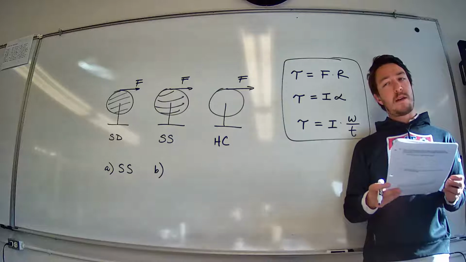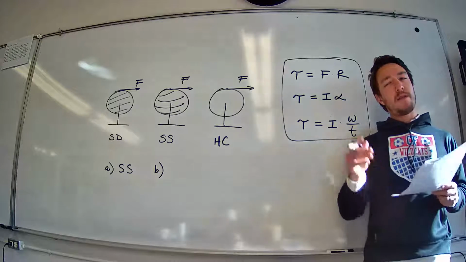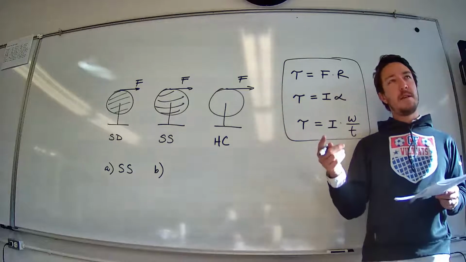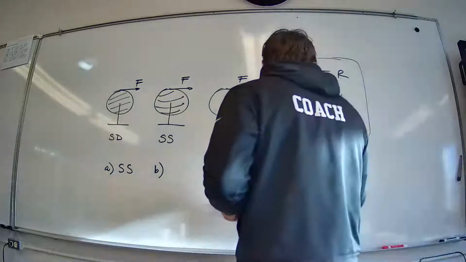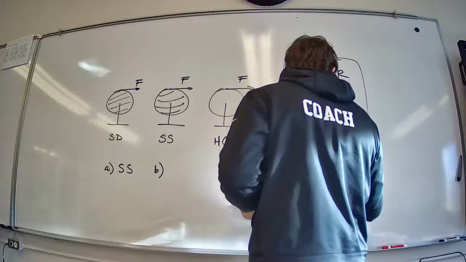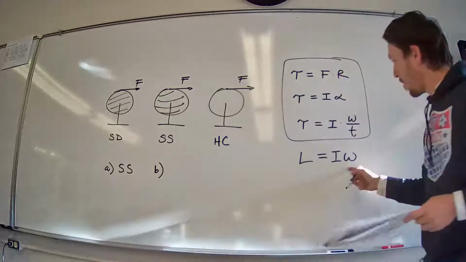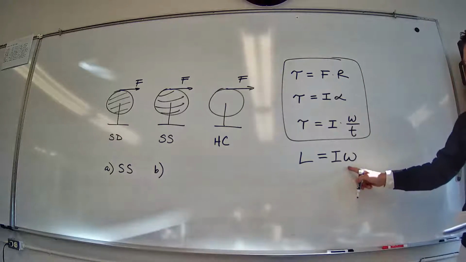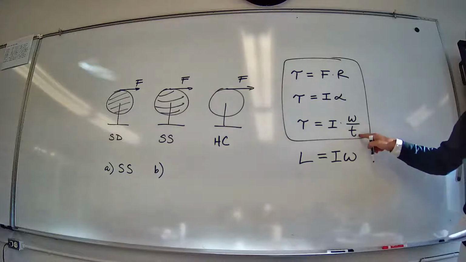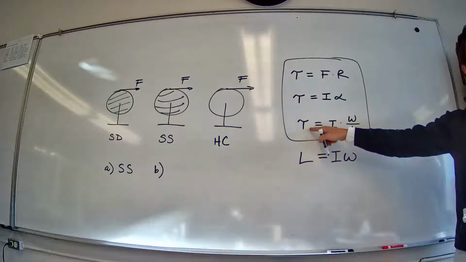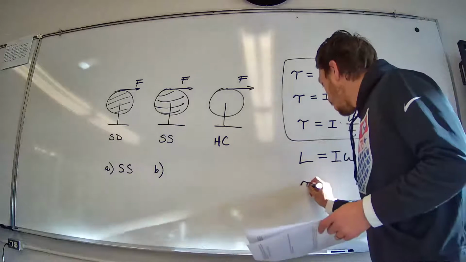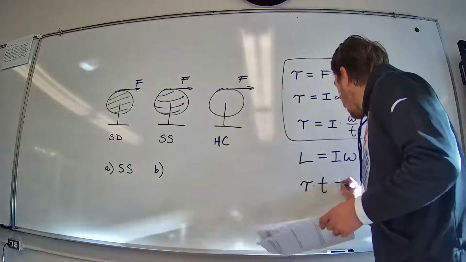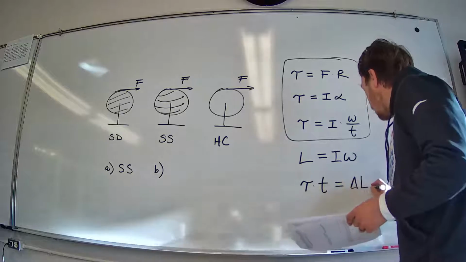This one's a little tricky because you might go, well, the solid sphere is going to be going the fastest, but it has the smallest I value as well. And we know that L equals I omega, right? And by the way, if you multiply the T over here, you get another really famous formula, which is torque times time tells you the change.